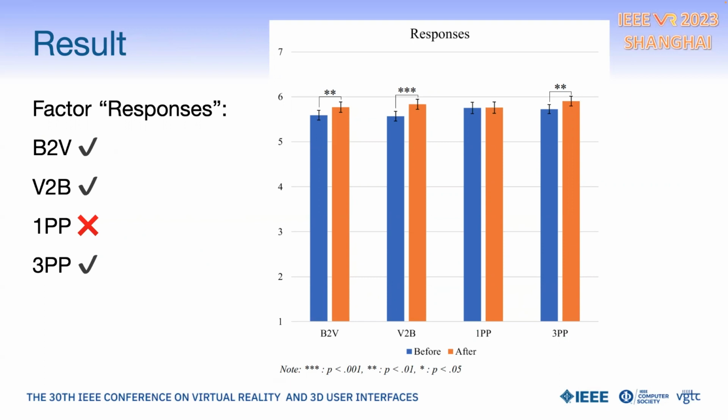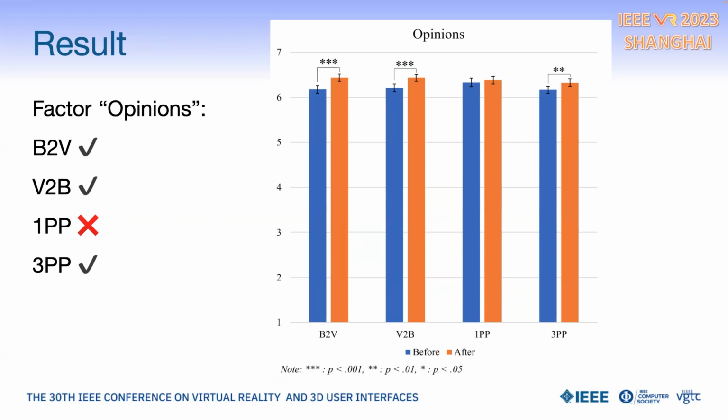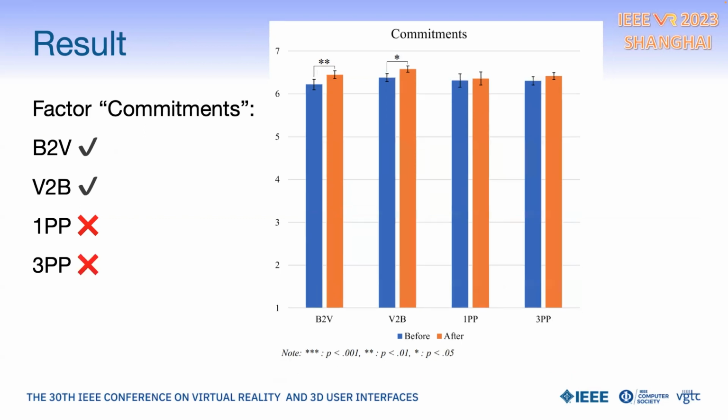Using repeated measures ANOVA, we found that B2V and V2B groups significantly increased participants' empathy and encouraged their supportive behavior. Also, 1PP has no significant effect, whereas 3PP has. Similarly, B2V and V2B groups significantly modulate participants' social cognitive process and help develop more morally correct opinions on bullying. The 1PP group has no significant effect, while 3PP has. In addition, participants in B2V and V2B groups both show increased commitment to stop bullying, while participants in 1PP and 3PP groups do not show such a significant increase.